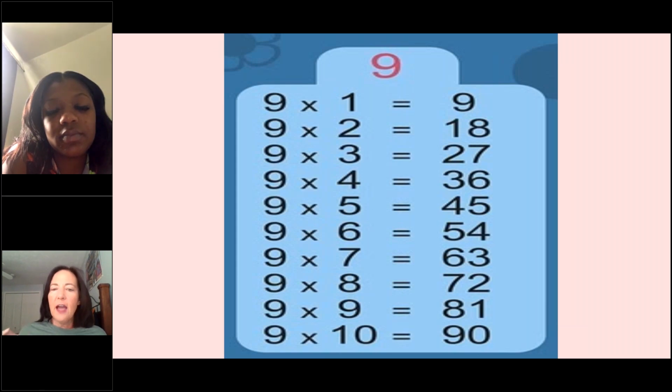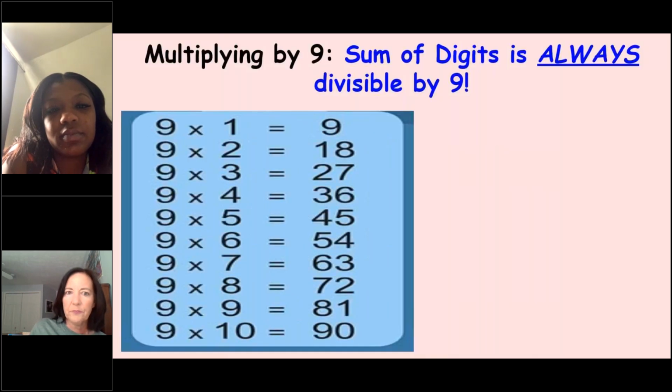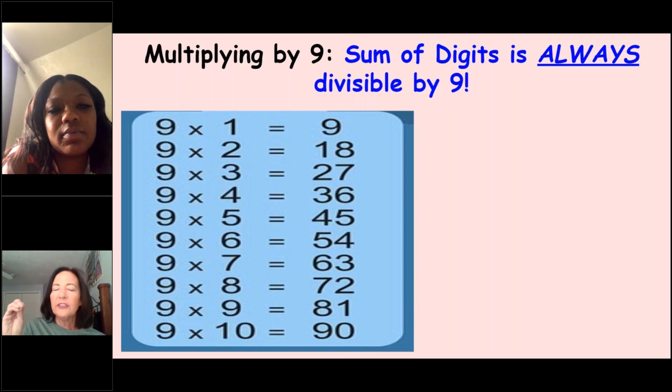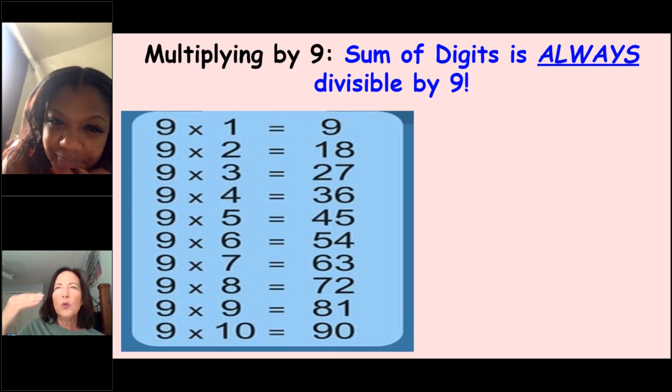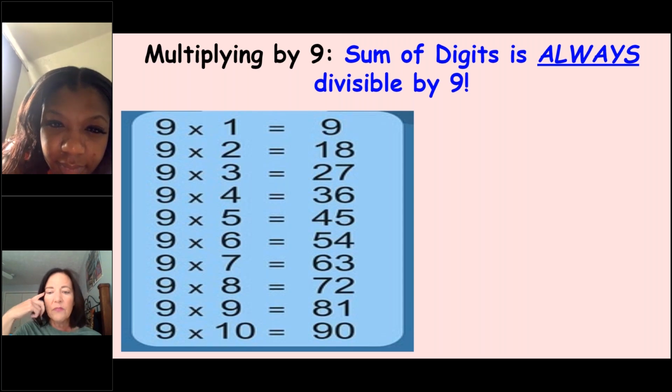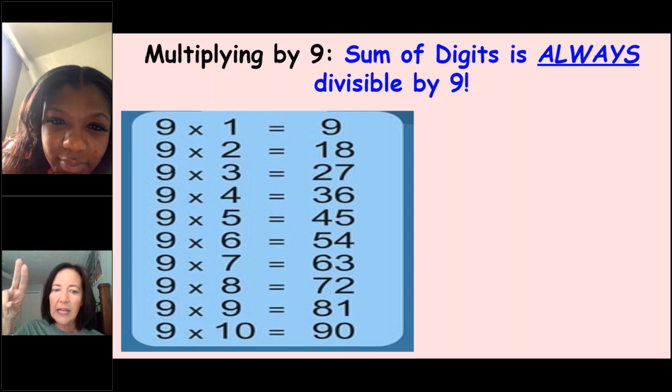9. I love the 9s because there are so many interesting nuances about them. First of all, the answer to all of the 9s multiplication facts, the sum of the digits is always going to be divisible by 9. So if you're trying to remember 9 times 4, if you remember it incorrectly, you can add up those 2 digits, and if it's not divisible by 9, then you know you have the wrong answer.